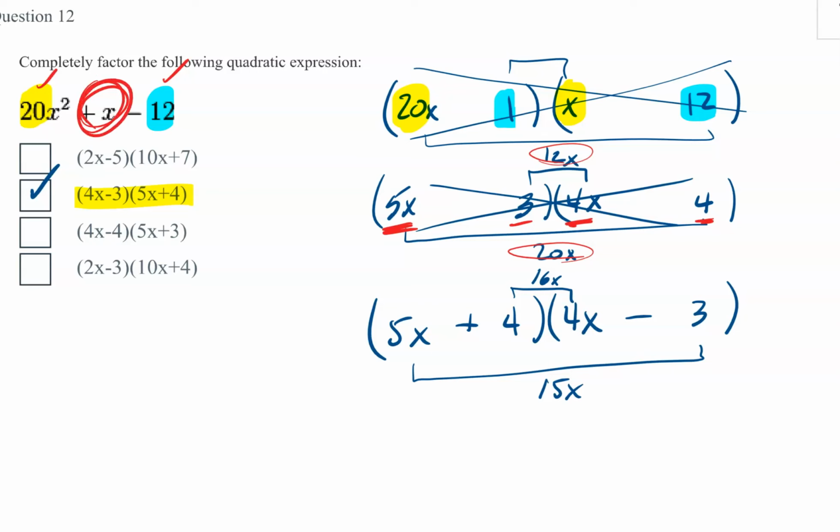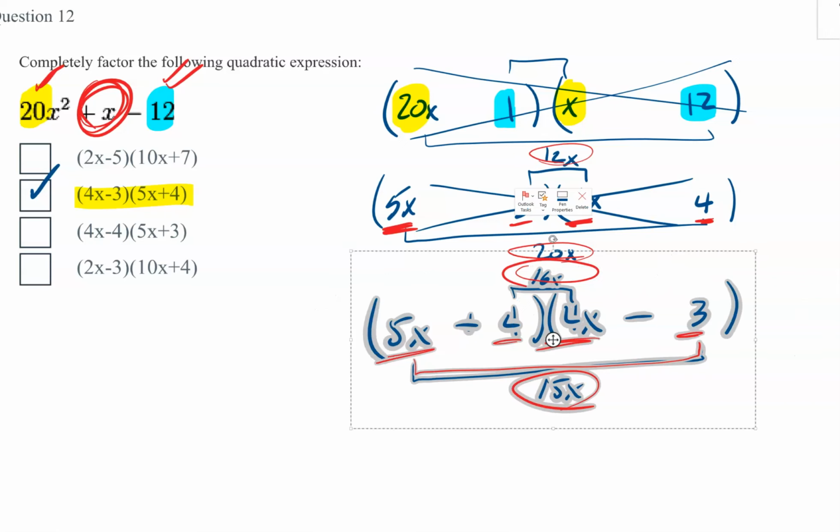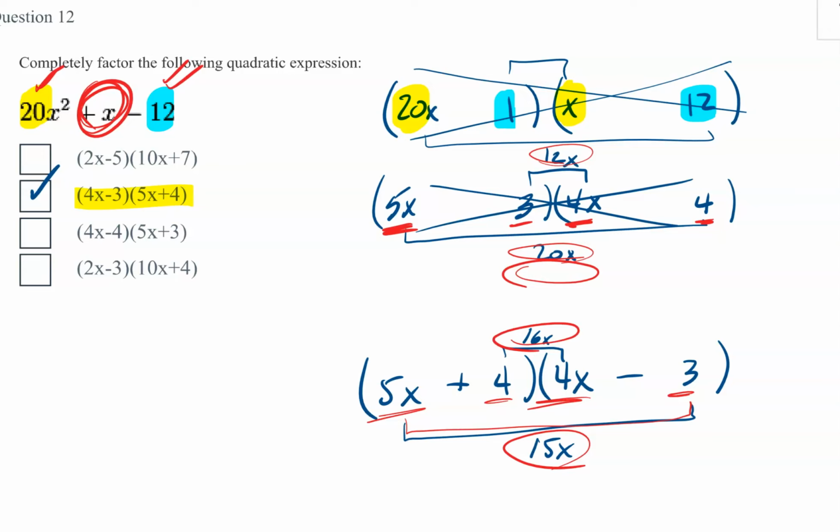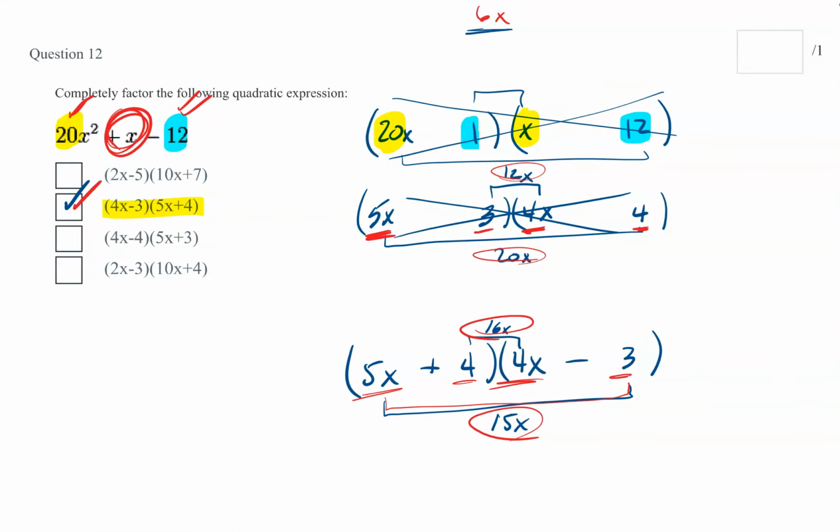I didn't give up on that combination, however, so I switched to the 3 and the 4. Now 5 times 4 still gives me 20. 4 times 3 still gives me 12. And now in the act of foiling, the outside products produce 15x. The inside products produce 16x. And a positive 16, take away 15, is what led me to the positive 1x in the center. So I was happy with 5x plus 4 and 4x minus 3 as the solution, albeit slightly out of order.